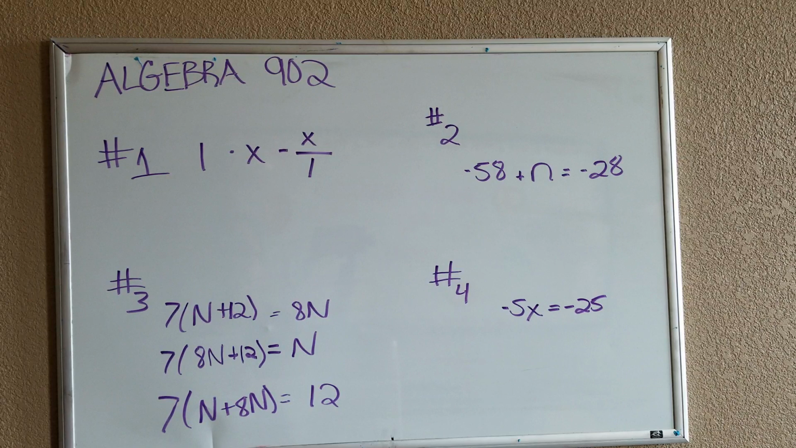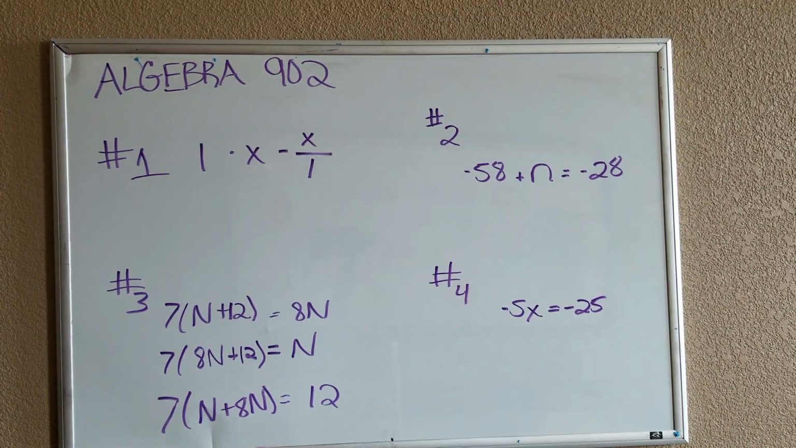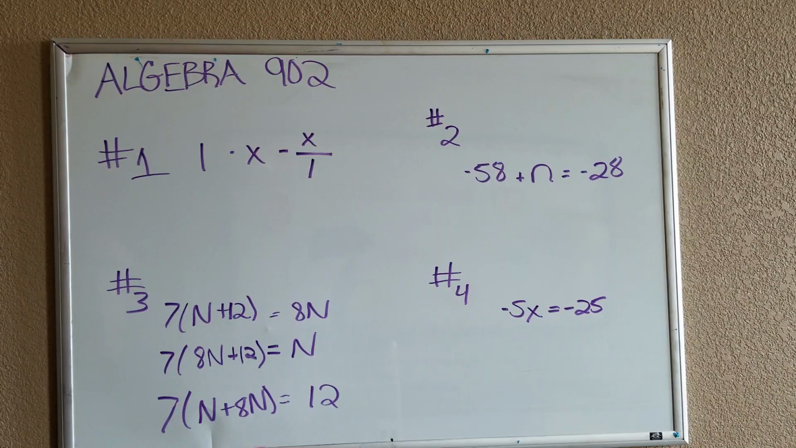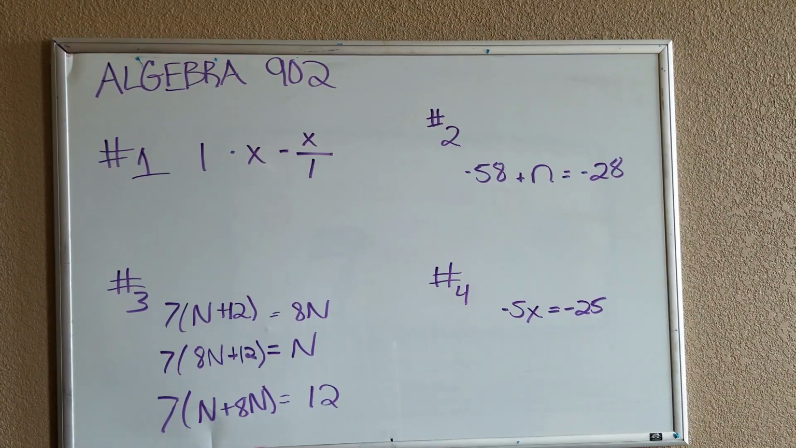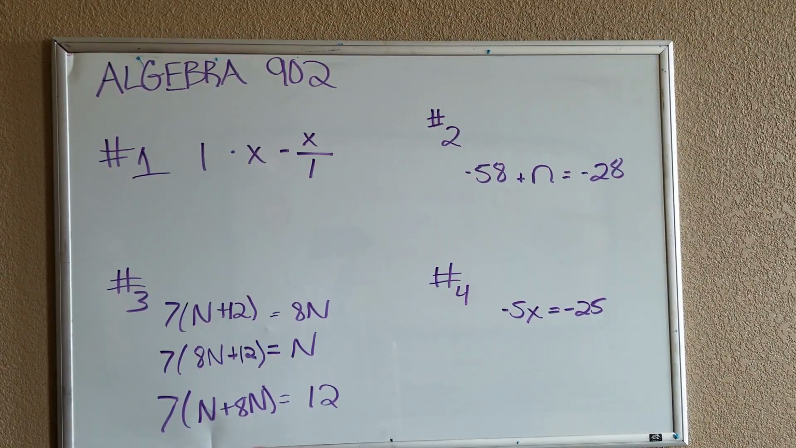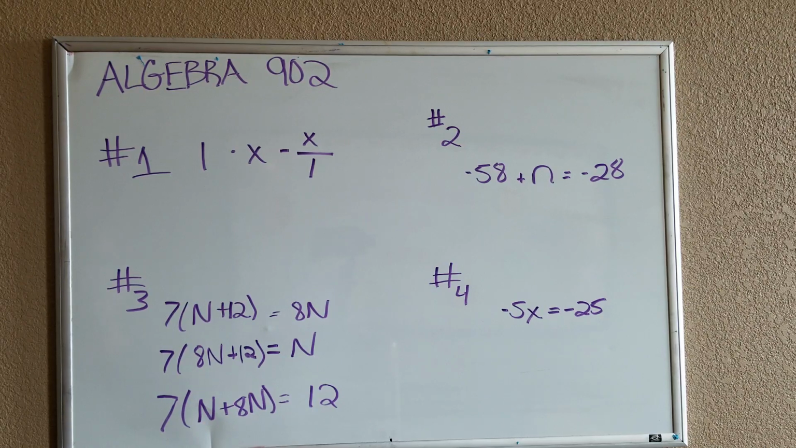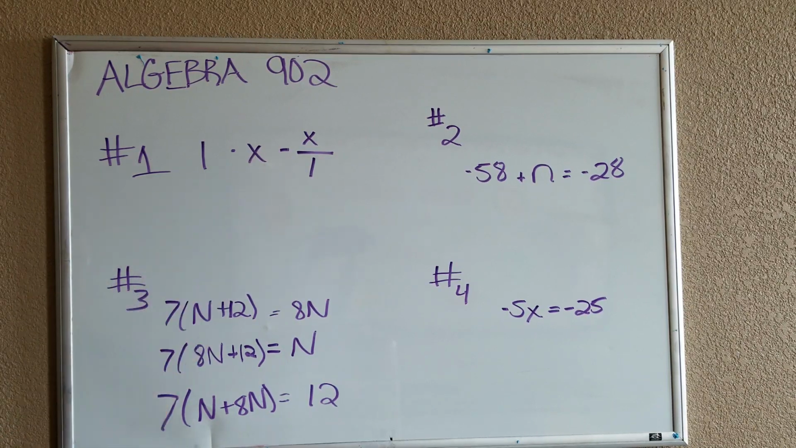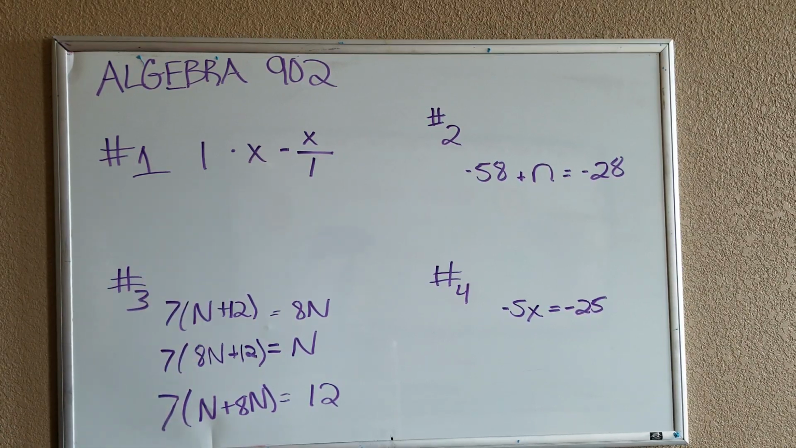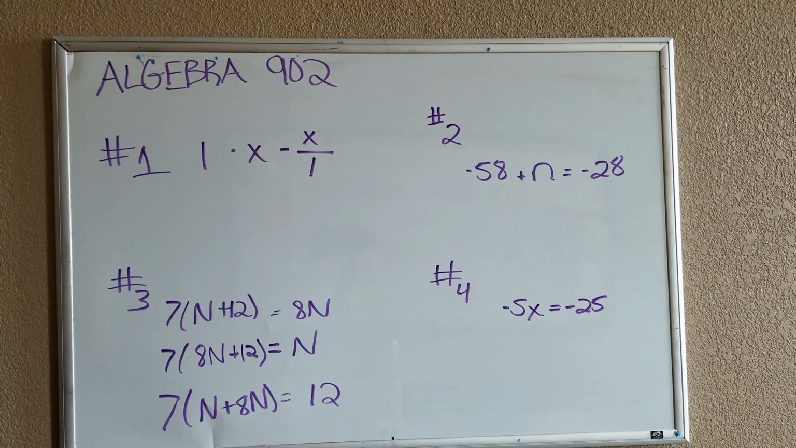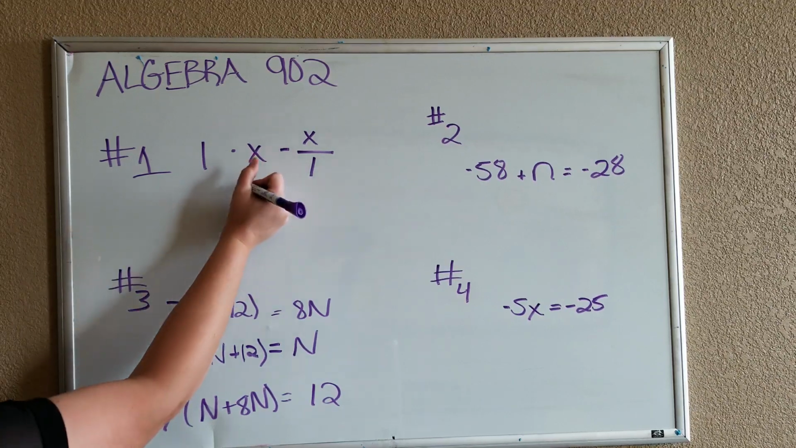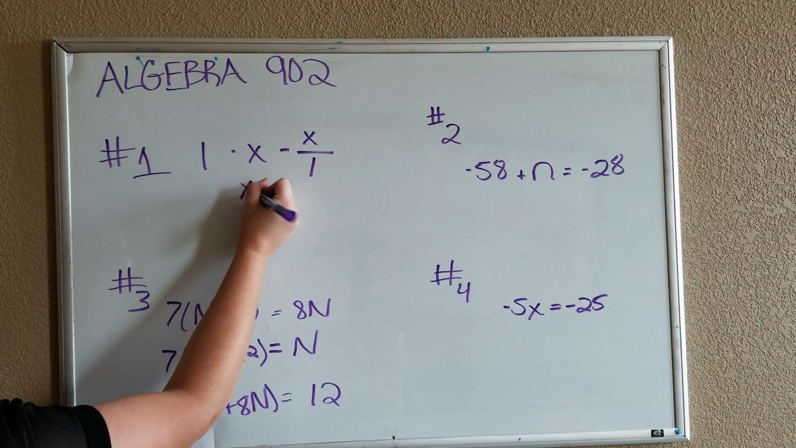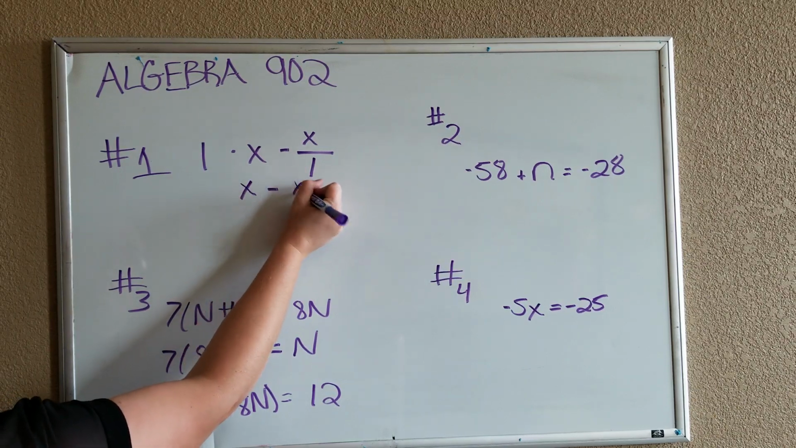All right, so problem number 1, they want you to simplify 1 times x minus x over 1. So in your order of operations, you do parentheses, there's none of those, exponents, there's none of those, and then you do any multiplication and division. So you're going to multiply 1 times x. Now, anything times x, that's the identity property of multiplication. 1 times anything equals itself. X, so what you have left is x minus x over 1.